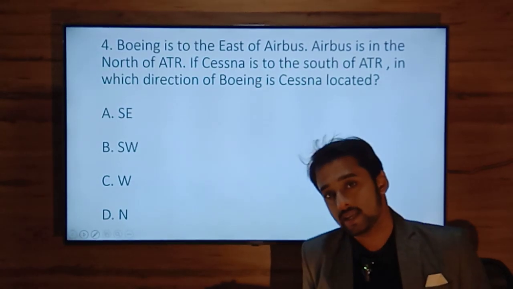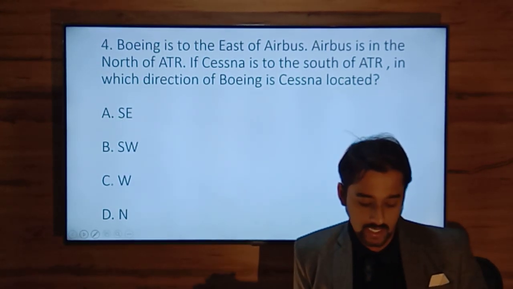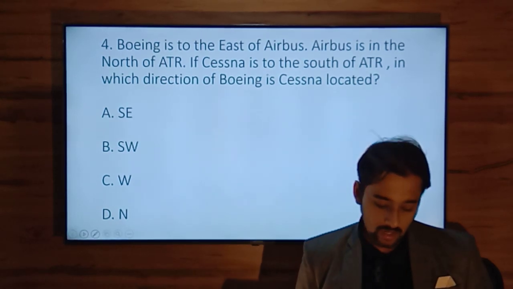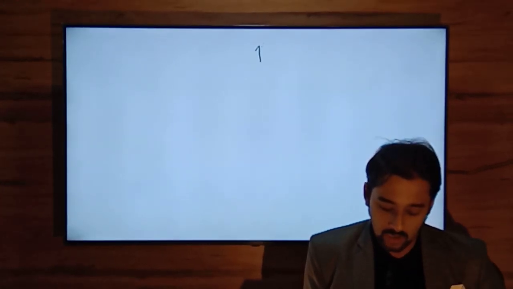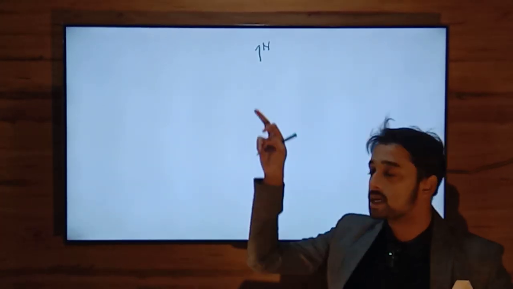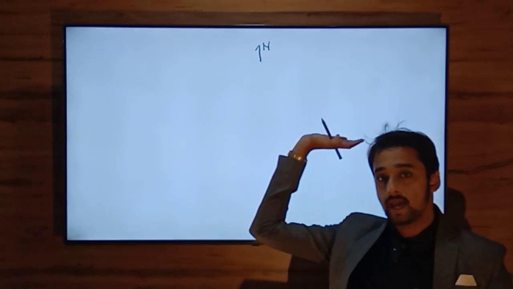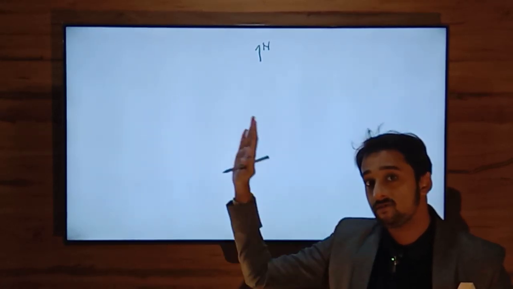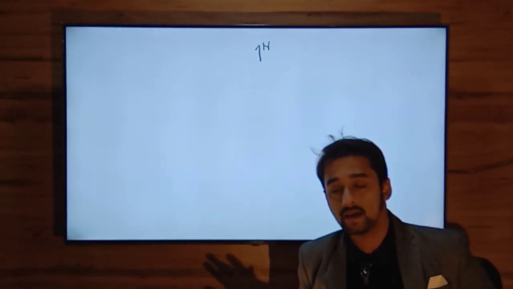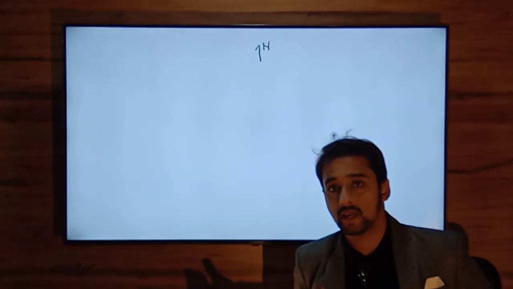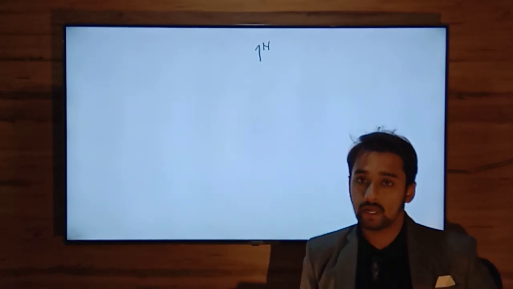This is your direction finding test. A very basic question just to check your direction orientation, sense of direction. Over here, Boeing is to the east of Airbus. Whenever you draw diagrams, always mention the basic northerly direction on the top of the page. If this is north, that direction will be east, that direction will be west, and the downward direction will be south. So automatically anyone reading your work will come to know the direction sense. This is your northerly direction.